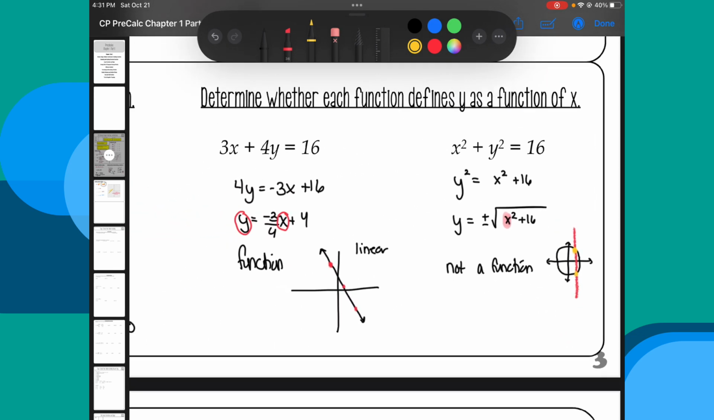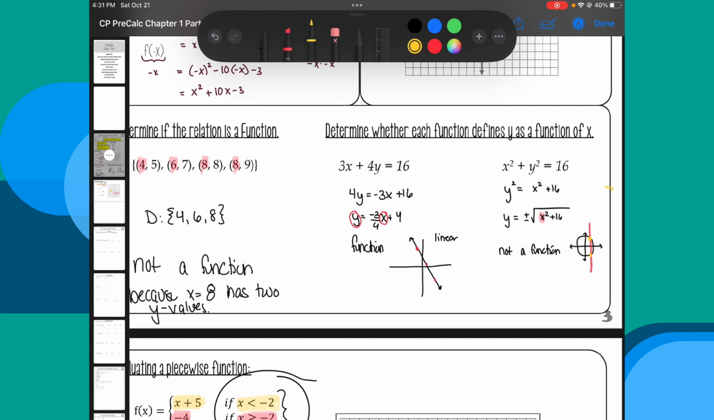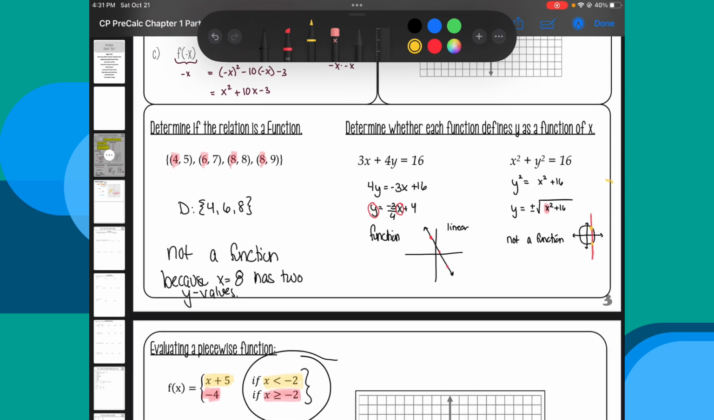So in this video, we did two things. We evaluated functions a couple different ways. We talked about evaluating piecewise functions, and then we also talked about determining if relations are functions.